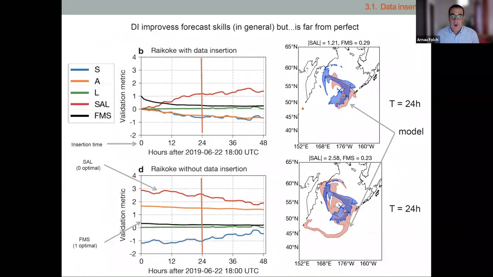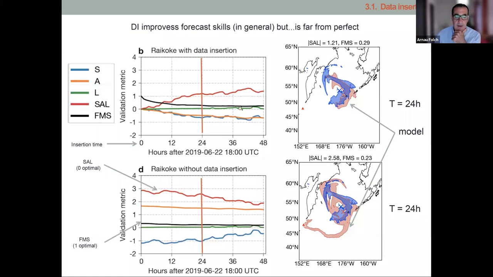We can put some more numbers and look at some forecast skills. And when we do that, we see that in general, data insertion improves the skills, but it's far from perfect. For example, what we can see here is the evolution of different metrics. Look at the red line, which is the SAL metric. This is a composite metric, composed of three different ones, what we call the structure, amplitude, and location of the cloud. But the important point here is that the value of zero is the optimal one. And if it has larger or smaller values, the metric is worse.